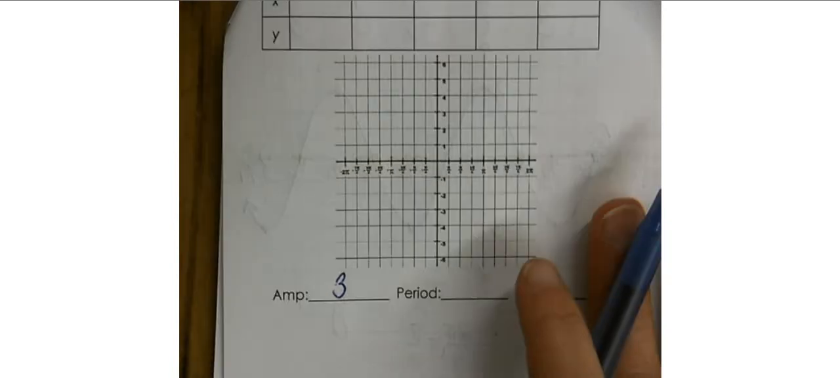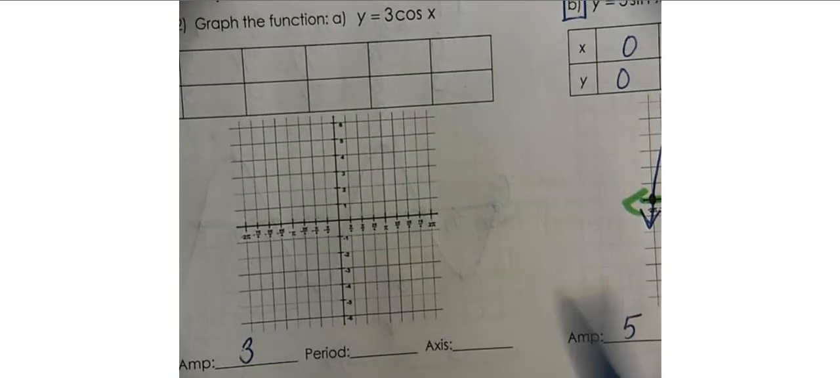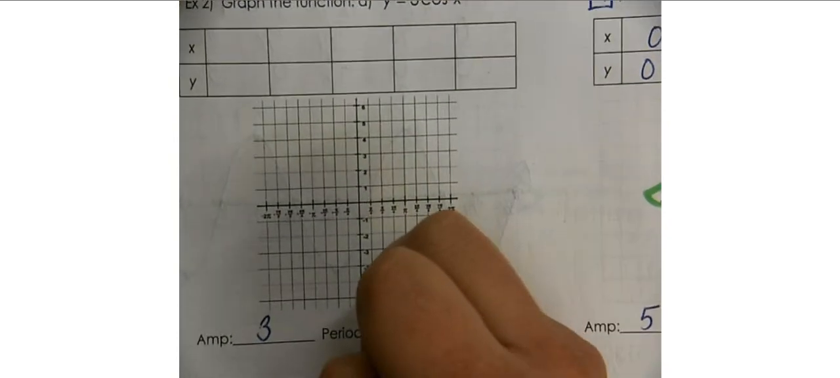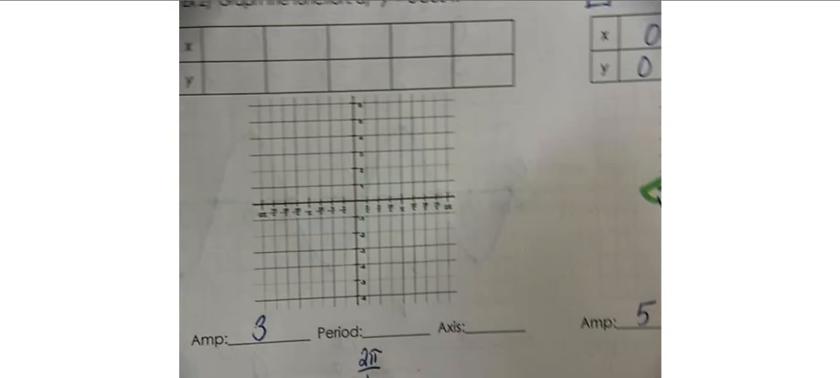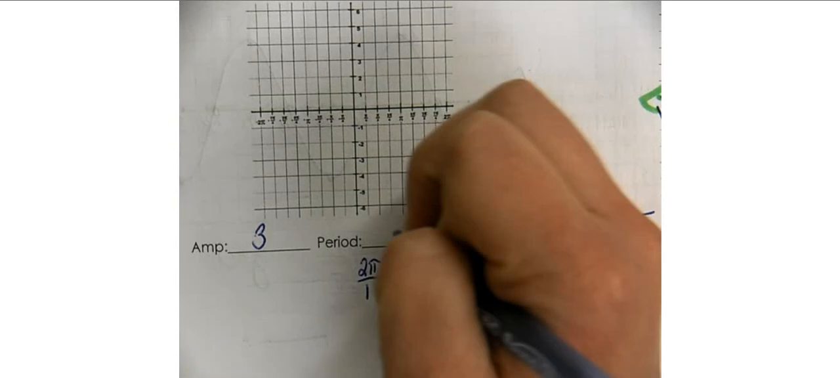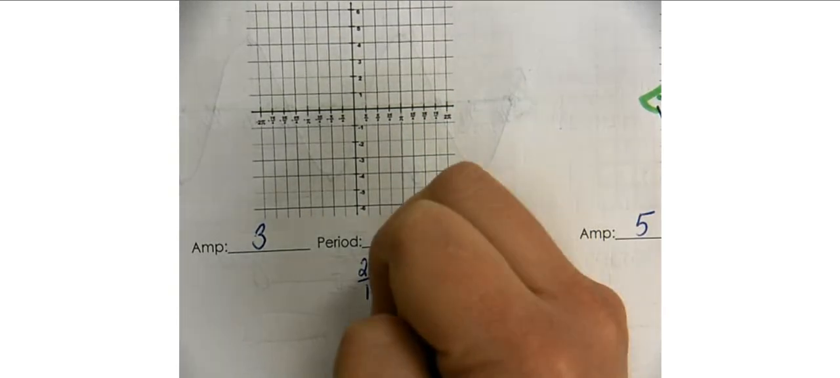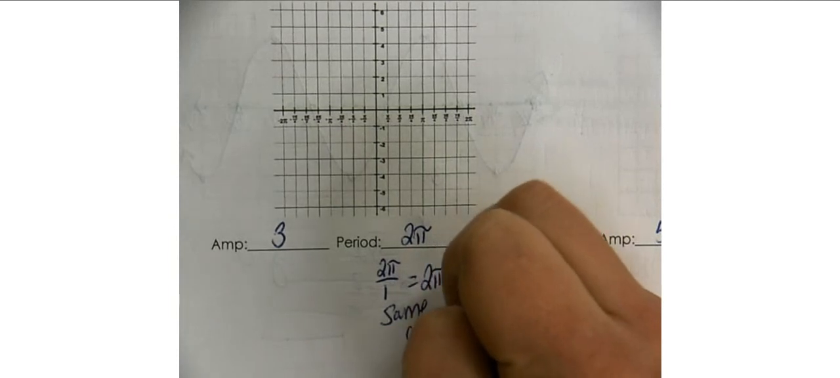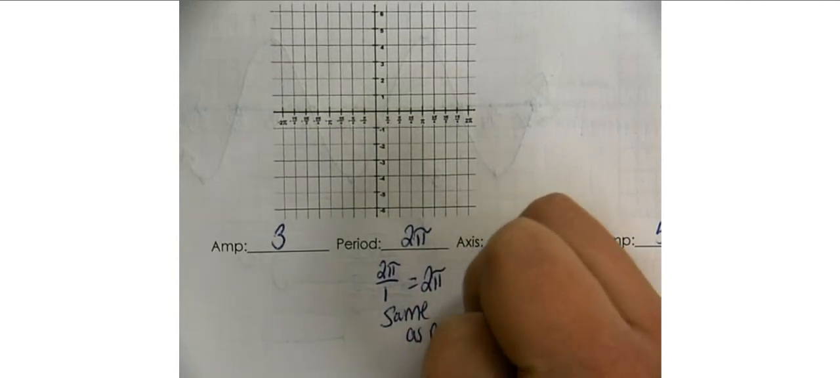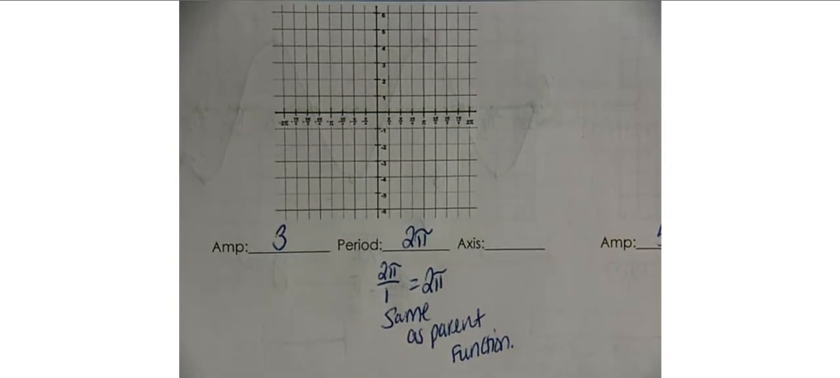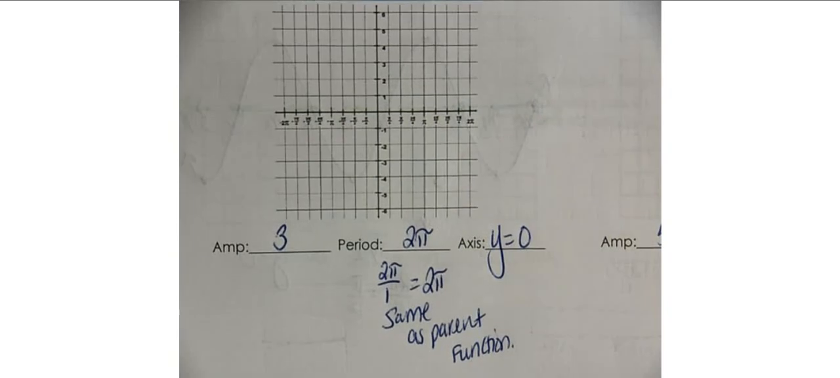Our period in this case, well, since our b value is the number 1, our period is going to be 2 pi divided by 1. And 2 pi divided by 1 is equal to 2 pi. So our period is the exact same as the parent function. That means it will complete one cycle in 2 pi. The axis, because we're not adding anything yet, is going to be y equals 0.